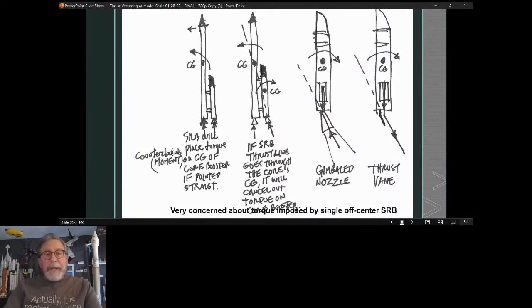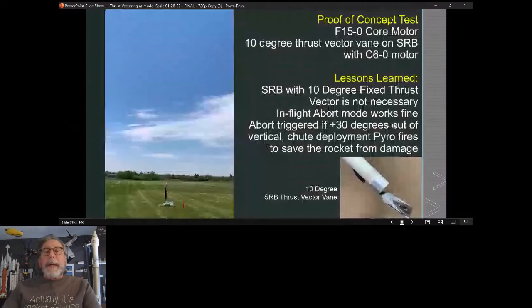So this is just a little sketch, a little diagram of a quick way to vector some thrust with just a thrust vane, which I'll show you in a second how I did. The first try, I measured that the angle between the thrust of the SRB and the center of gravity was about 10 degrees, a little more than I expected. But I said, okay, let's see what happens if we put a 10-degree vector on the SRB motor. So there's just a sheet metal plate at 10 degrees.